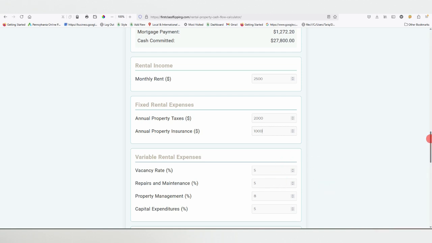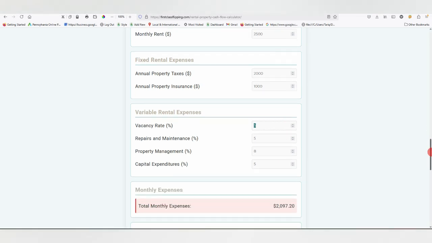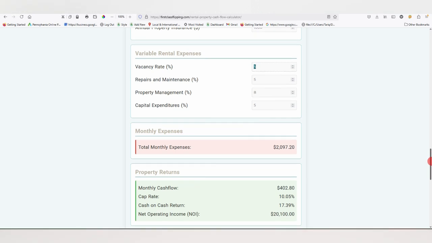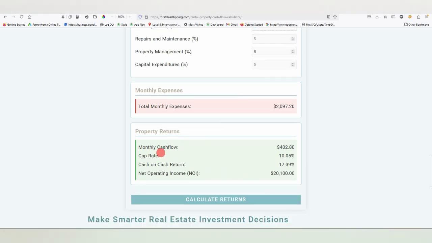But in this scenario, if you come down here, you'll see, okay, your total monthly expenses is $2,097.20, which makes the returns on the property, your monthly cash flow, about $402. You had a cap rate of about 10%, and your cash on cash return is close to 17%, and you have an NOI, or net operating income, of $20,100.